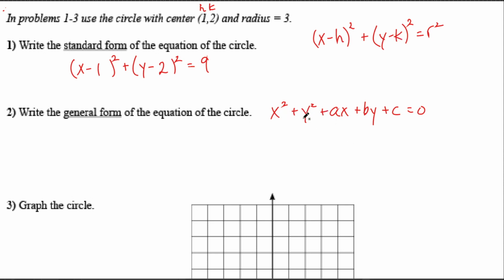We put the 2 squared things together. We put the x and y together. This is the constant, right, which means it's just a regular number without an x next to it, and we set it equal to 0. So that's the general form.